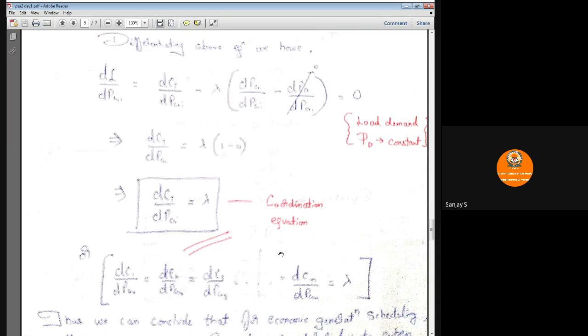See, dCT by dPGI is equal to lambda. This is basically the coordination equation. We have taken Lagrangian function, which was nothing but CT minus lambda in equality constraint equation. We have taken the first derivative. Then after simplification, we got dCT by dPGI is equal to lambda.